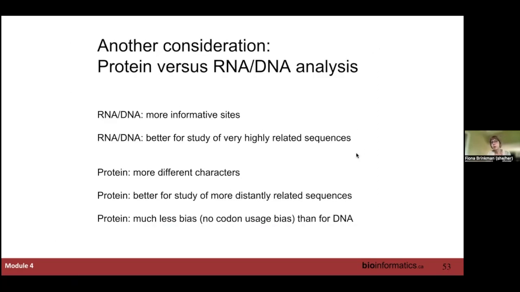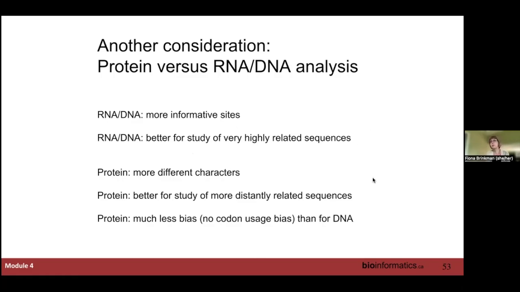Another consideration I want you to have is the idea of protein versus RNA and DNA analysis. RNA and DNA have more informative sites. RNA and DNA are better for study of very highly related sequences. So if you're looking at SARS-CoV-2 recent evolution, you would want to look at nucleotide sequences.